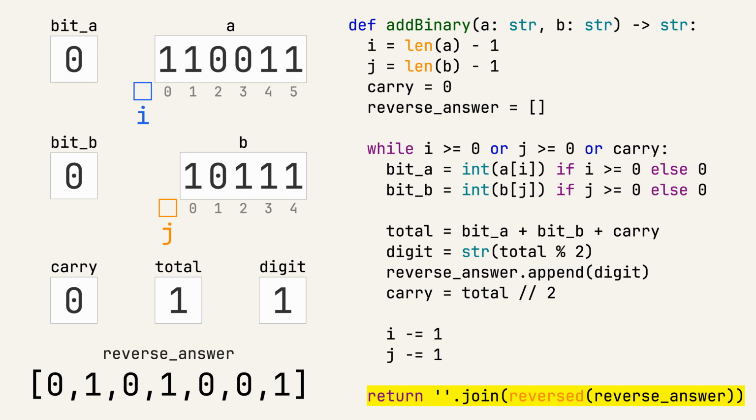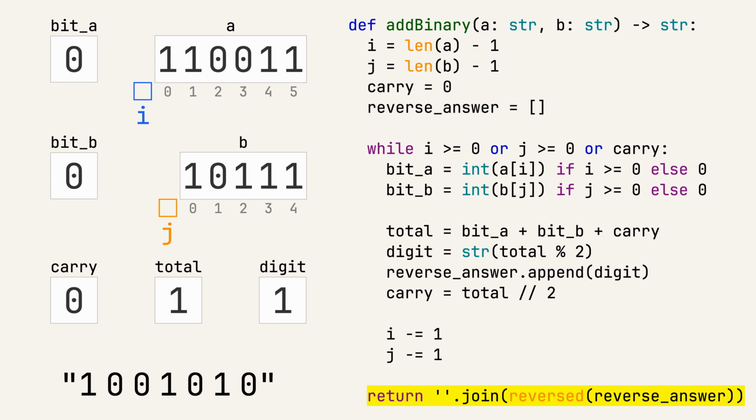Since our list currently has all the digits in reverse, we can use the built-in reversed function, which will reverse a copy of the list to get the digits back in the correct order. And then we'll use the string join method with an empty string as a separator to join all the digits into a single string and return the binary string 1001010 as our final result. And we're done.